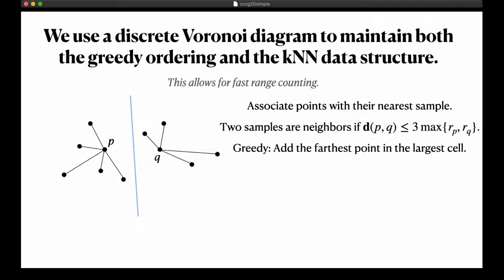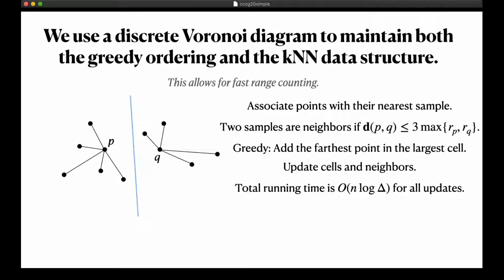Then a greedy permutation is defined by just always adding the farthest point in the largest cell, and then you update the cells and the neighbors. If you do this and you add all the points in this way, you'll get a total running time of n log spread for all the updates. But we don't really want to add all the points because sometimes the points are not satisfying the distance condition in the algorithm. Now, we don't want to add all the points, but if we did, we know that we would spend at most n log spread time.